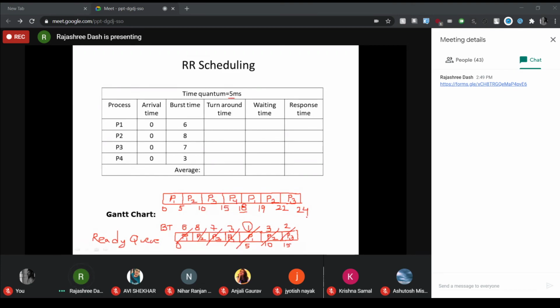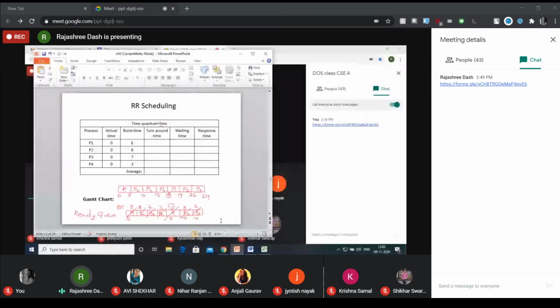Any doubt? No, ma'am. So now it is your homework. I have drawn the Gantt chart and shown the ready queue. So draw it. Your homework is to complete that table: the turnaround time, waiting time, and response time of each process.